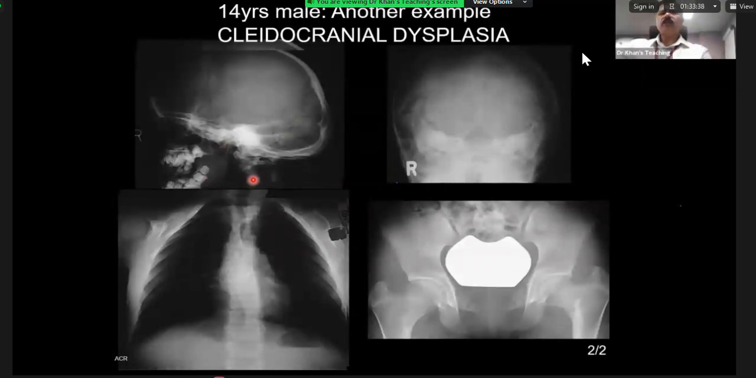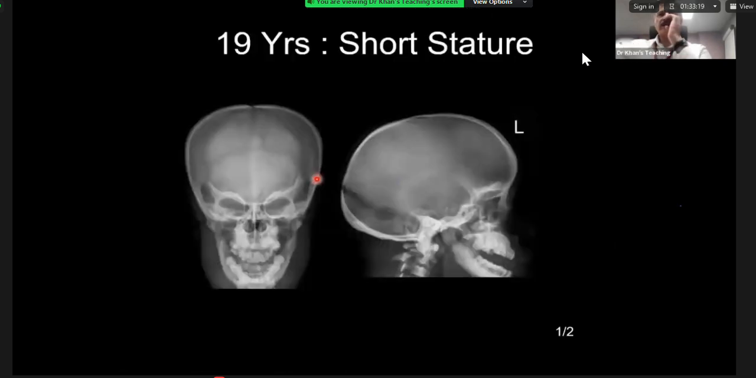The mandible is normal. And why is it important? It is a discriminator, one of the discriminators to discriminate it from pycnodysostosis. If you see the maxilla, it is small, but mandible is normal. And there is an angle of mandible. So this is the main difference. And there is another difference which I am going to highlight.